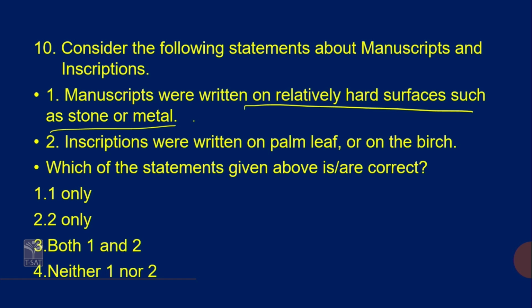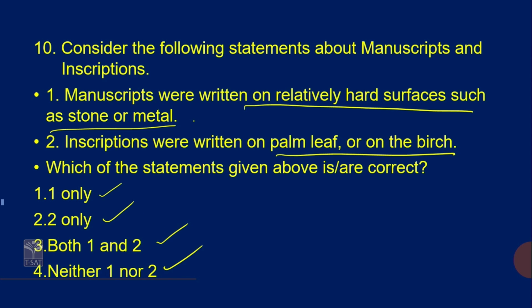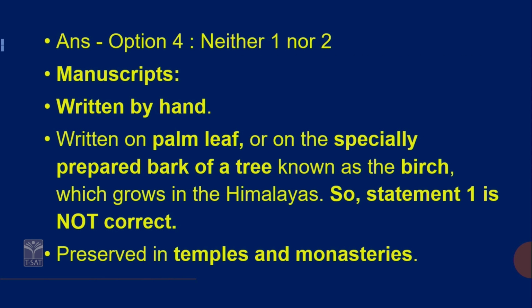Consider the following statements about manuscripts and inscriptions. Manuscripts were written on relatively hard surfaces as stone or metal. Inscriptions were written on palm leaf or on birch. Which of the following statements is or are correct? In fact, in the post-Mauryan period, the number of inscriptions and manuscripts increased substantially. That's why I've asked this question here. 1 only, 2 only, both 1 and 2, neither 1 nor 2.